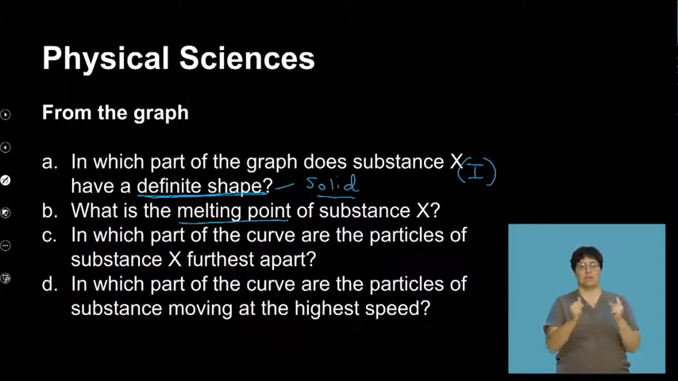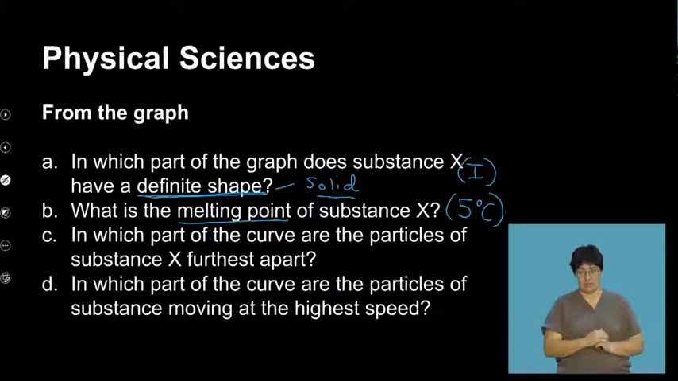But the question says, what is the melting point? So we simply go and read it off from the graph. The temperature at which that phase change took place is 5 degrees Celsius.